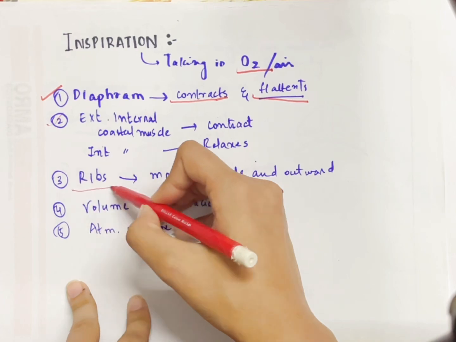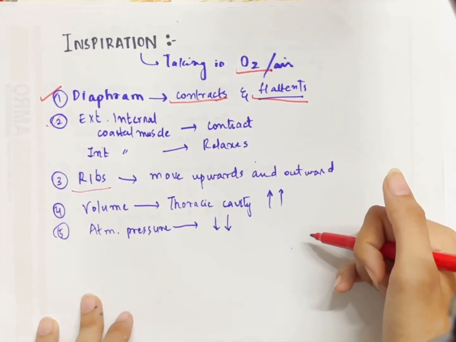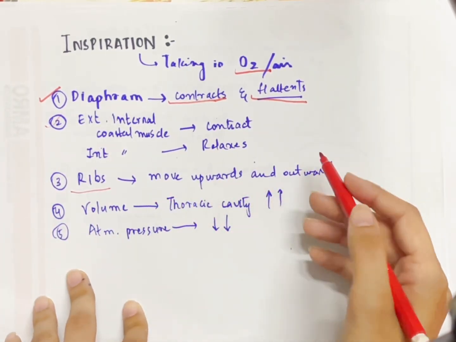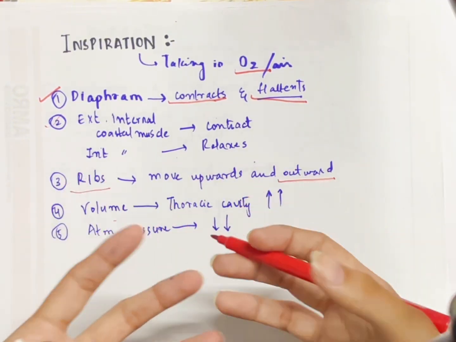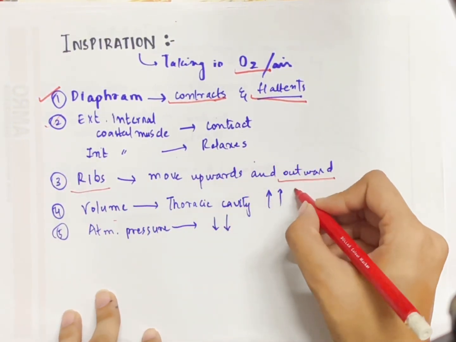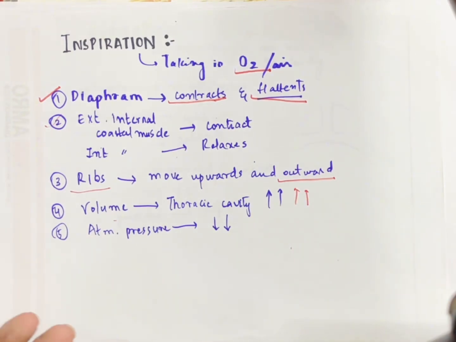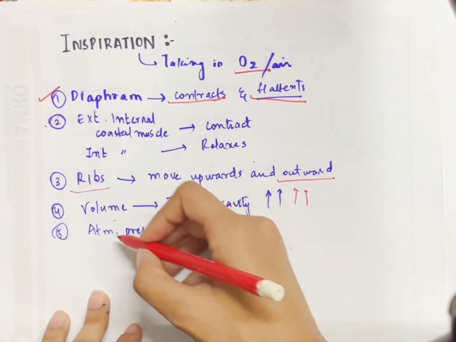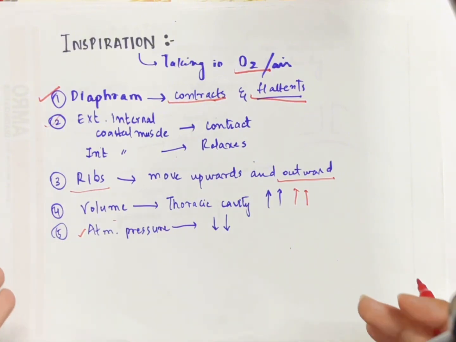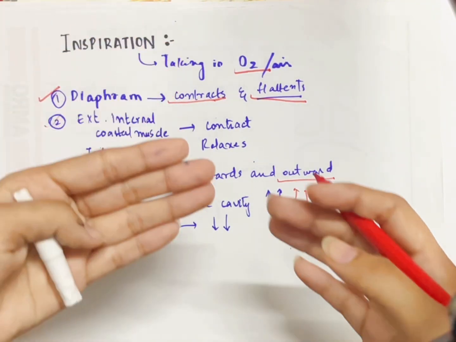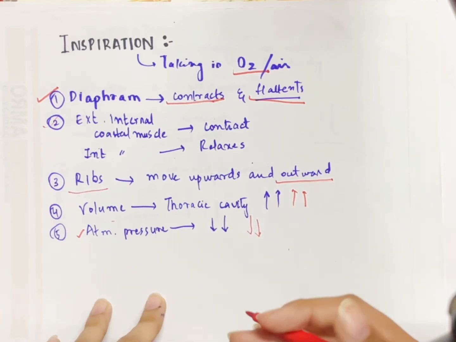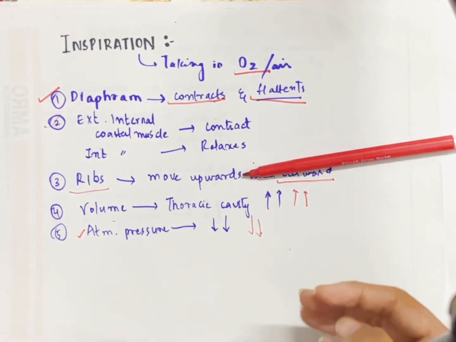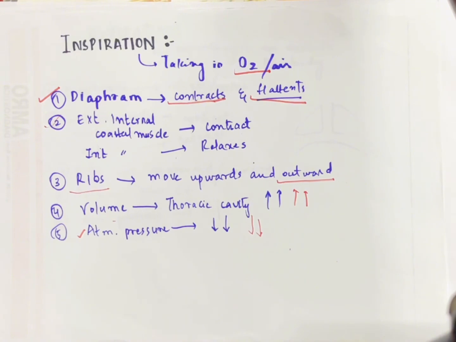Thirdly, we have the ribs. Ribs are the side structures that protect the heart and the lungs. They move upward and outward. And then the volume: whenever you inspire, the volume increases. So we say that the thoracic cavity increases whenever there is an intake of oxygen. Next, the atmospheric pressure, the pressure between the organism and the outside environment. We say that it decreases as oxygen is taken from the environment into the human body. These are the four to five pointers that you need to learn about how inspiration occurs in the breathing mechanism.